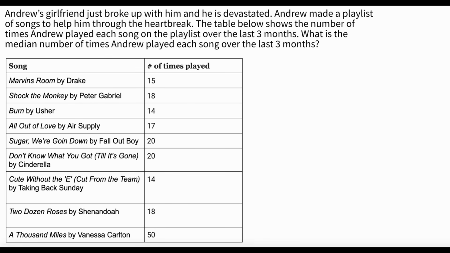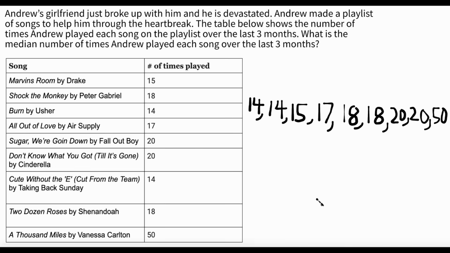Andrew's girlfriend just broke up with him, and he is devastated. Andrew made a playlist of songs to help him through the heartbreak. The table below shows the number of times Andrew played each song on the playlist over the last 3 months. What is the median number of times Andrew played each song over the last 3 months? So now's your chance if you'd like to pause the video, try to figure this out, take all the time you need, and whenever you're ready, we'll go over the answer.